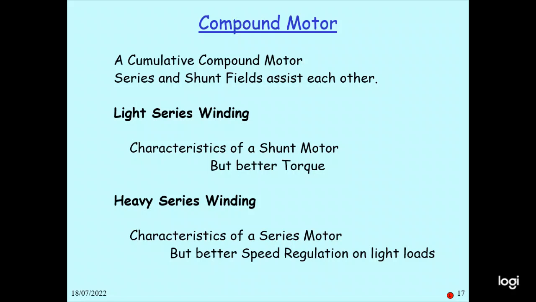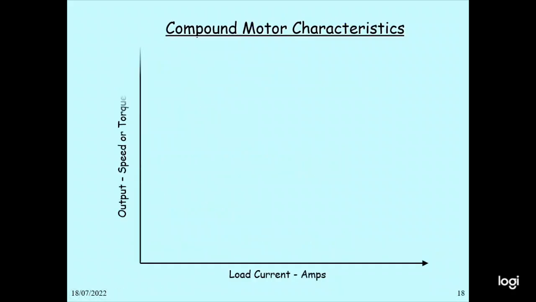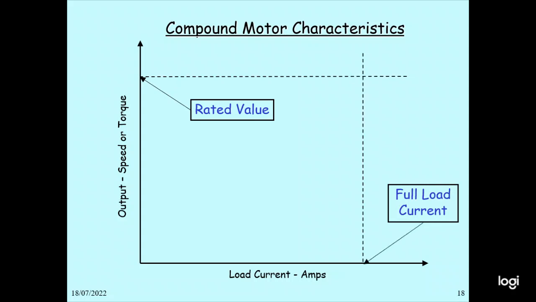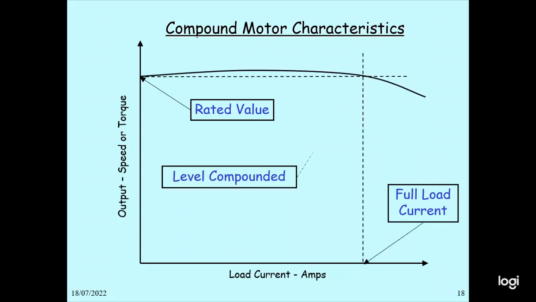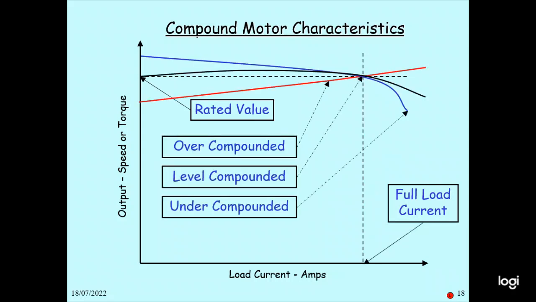The series and shunt field windings assist each other. With a light series field winding, the characteristic is similar to the shunt motor but with better torque. With a heavy series winding, the characteristic is that of the series motor, with better speed regulation on the light load. This graph shows the output speed against torque and low current, for the rated level compound, over compound, and under compound. Those are the level, over and under compound motor characteristics.